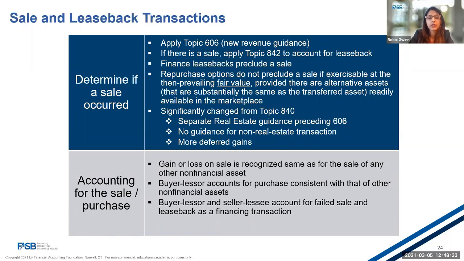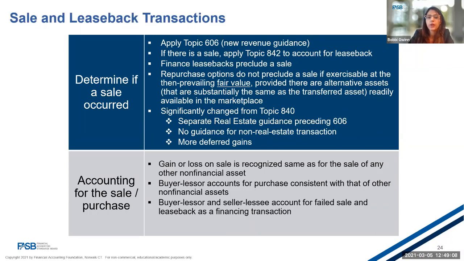So this determination of whether a sale has occurred has changed significantly from 840. 840 did not include specific guidance for non-real estate transactions in terms of determining whether a sale has occurred. For real estate, it had separate guidance, and that guidance was very prescriptive and complex. And also under that guidance, most of the gains were deferred. The guidance under 842 is more principles-based because it refers to the notion of control in 606.